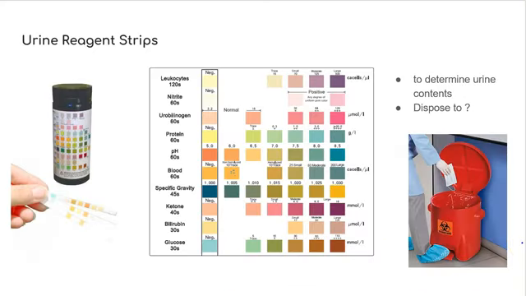And also we use the reagent strips to determine the urine contents. With the reagent strips, we can determine, for example, if there are glucose, bilirubin, ketone, blood, protein, urobilinogen, nitrite, or leukocytes found in the urine. And also we can measure the pH and specific gravity by using the reagent strips. And as you remember, after using the reagent strips, we dispose of them into the biohazard soft skin.